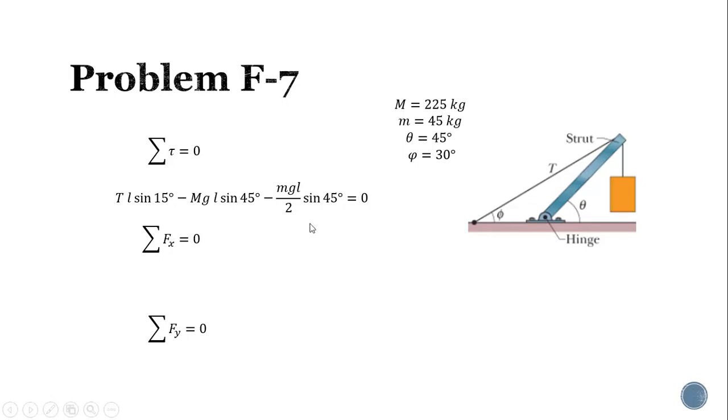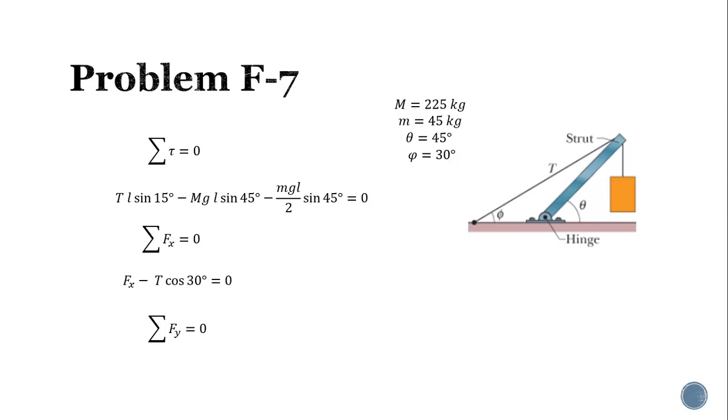So to work out my net torque equation: tension times length of the beam times sine of 15 degrees, minus mgL, where I'm using capital M for the mass of the crate, minus mgL over 2, using little m for the mass of the strut, whose weight acts halfway up the strut, equals 0. Looks like I can cancel the L off.